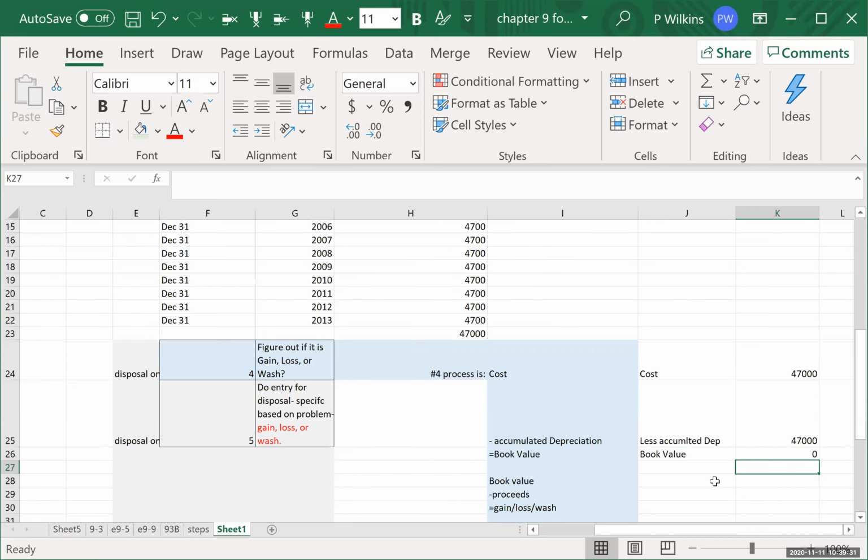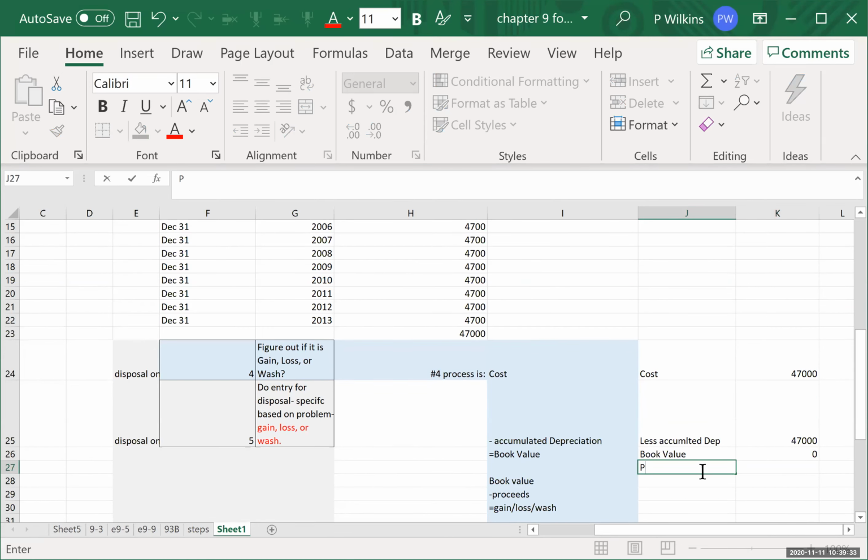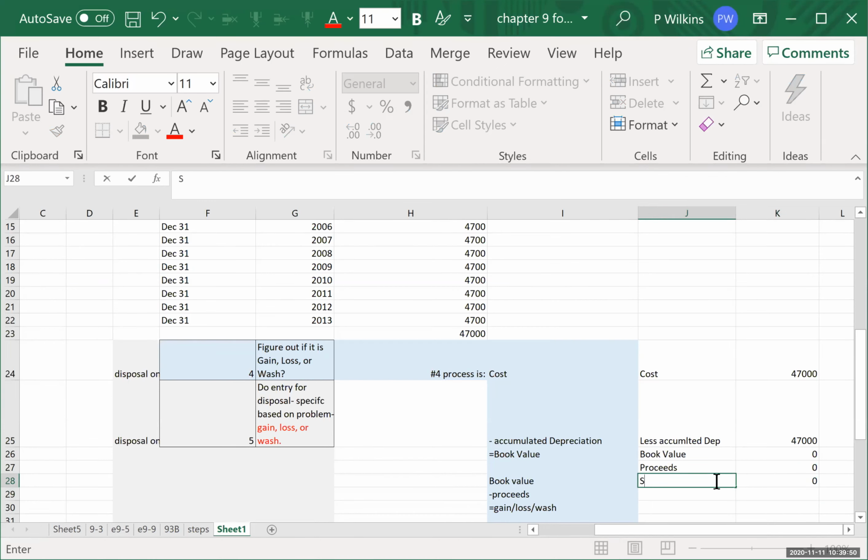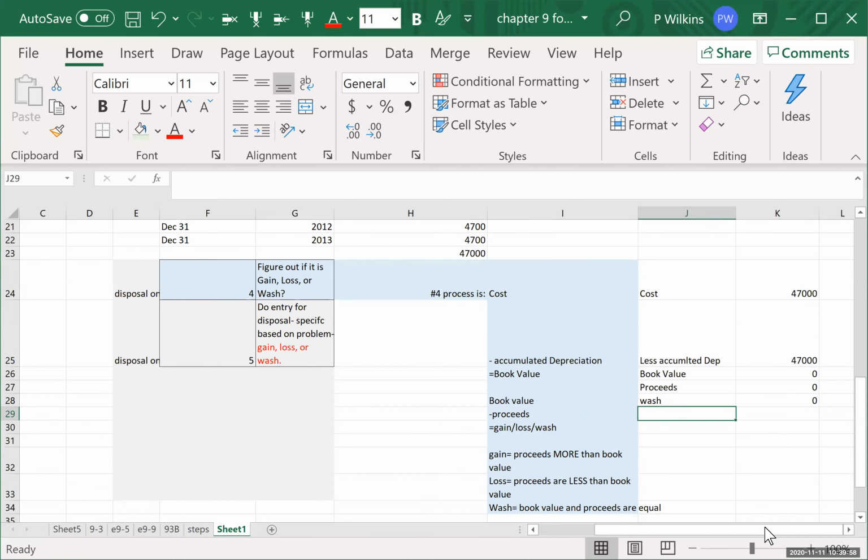We're then going to list the proceeds. And in this problem, we have no proceeds because it was a salvage, right? So we have a book value of 0, proceeds of 0, and 0 minus 0 means 0. So this is a wash. There's no gain and there's no loss. It's a wash.